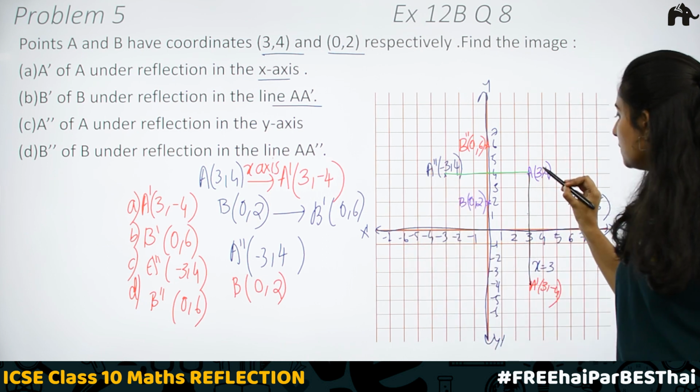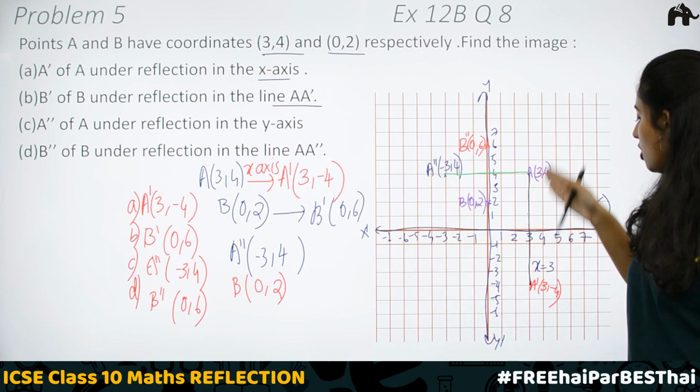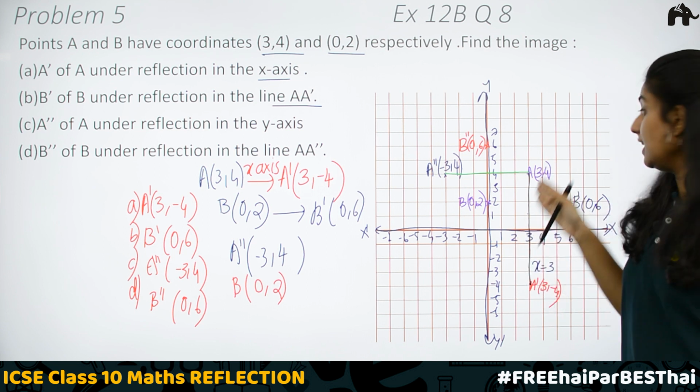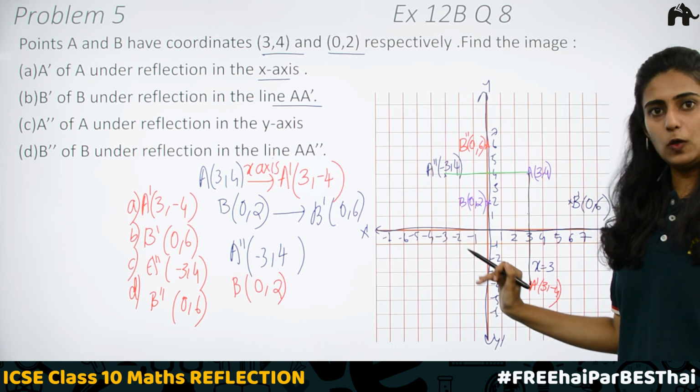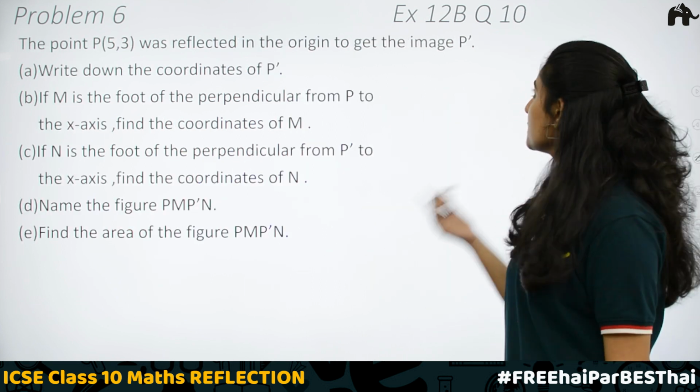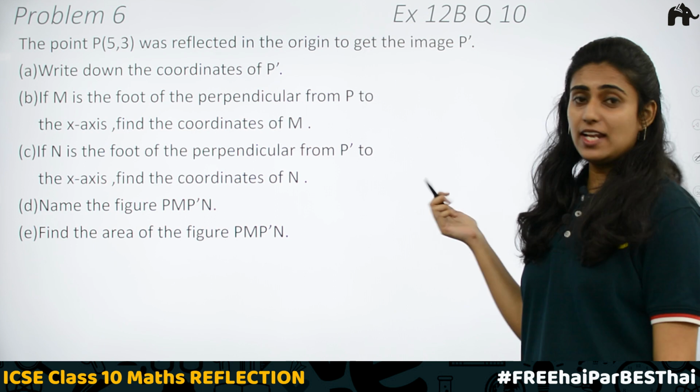Understood how to do this? Here, with points A and A dash, when we join this, we got the line A, A dash. Similarly, we found A, A double dash. Okay. Next question, problem 6, question 10 of exercise 12B.